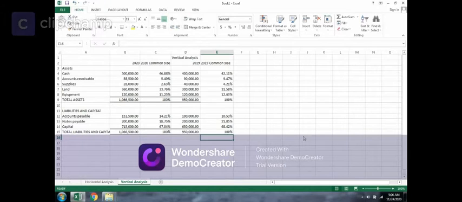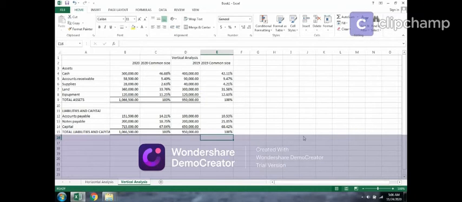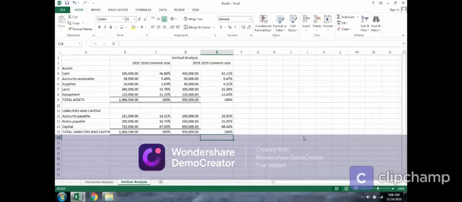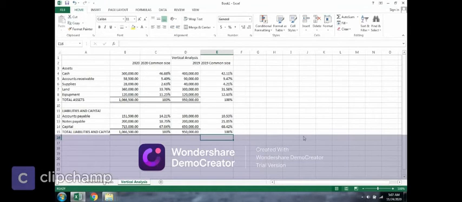So for example, on the cash, 500,000 divided by 1,066,500 is equal to 46.88%. Next, 58,500 divided by 1,066,500 is equal to 5.49%. Next, 28,000 divided by 1,066,500 is equal to 2.43%.